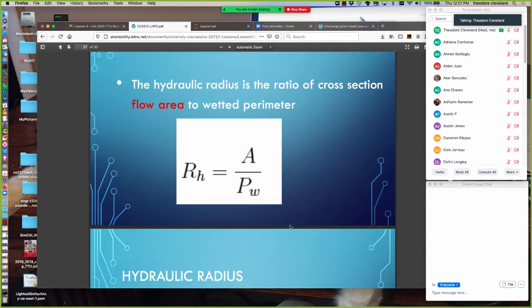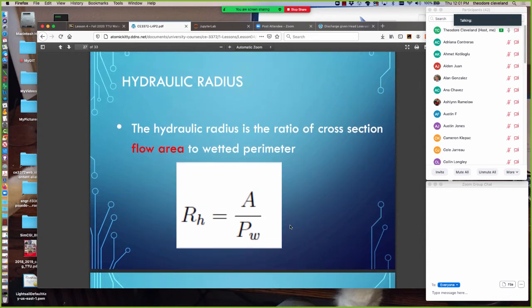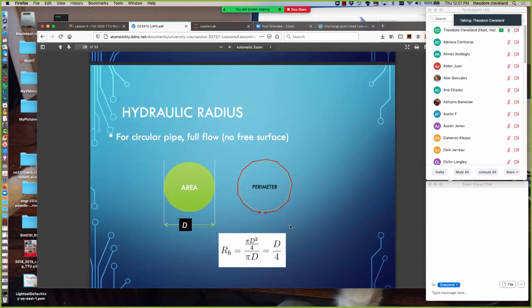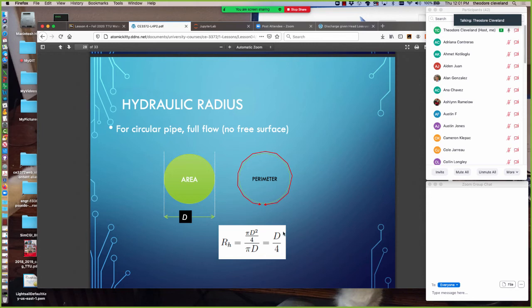The hydraulic radius is defined as the ratio of cross-sectional flow area to wetted perimeter. And for a circular pipe that's full, the hydraulic radius is 1/4 the geometric diameter. So here's the perimeter, which is pi times the diameter. And the cross-sectional area is pi d squared over 4. We put those two into the hydraulic radius equation, divide out the common terms, and what's left is diameter over 4.